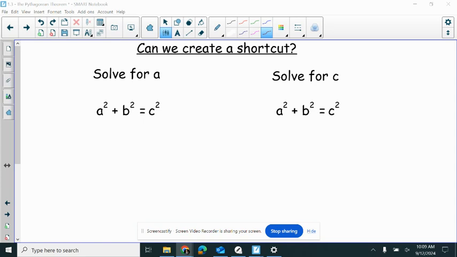This is Mr. Wright. Today we're going to see if we can figure out how to do a shortcut to the Pythagorean theorem.